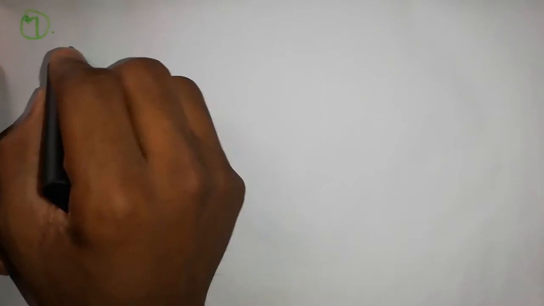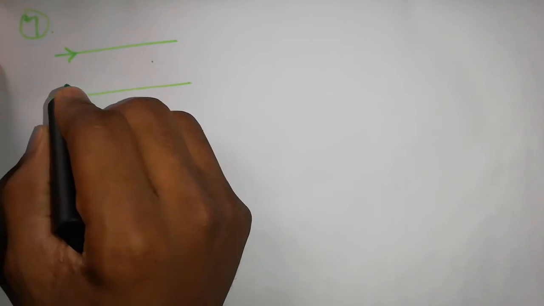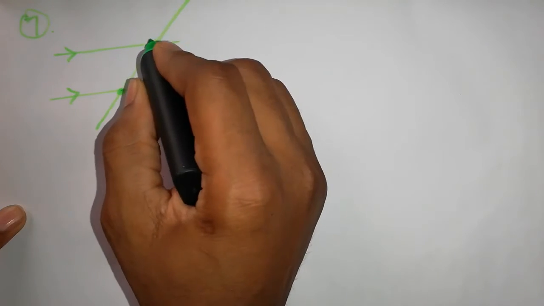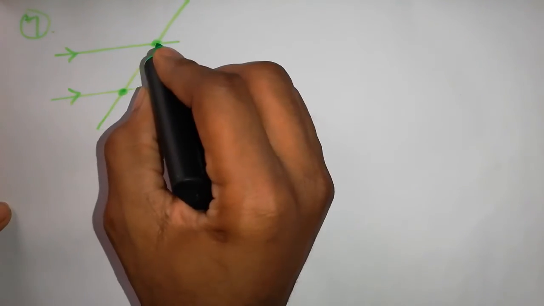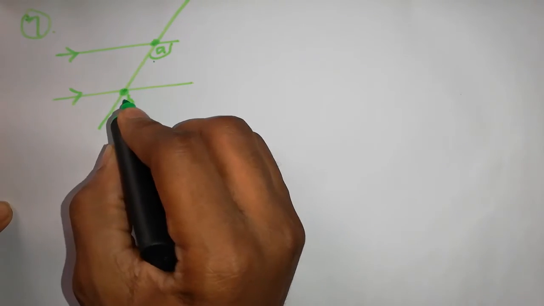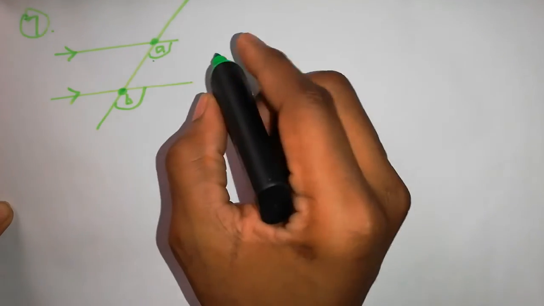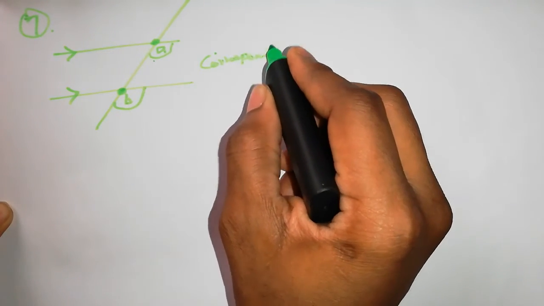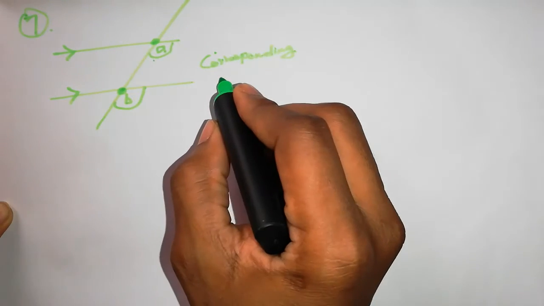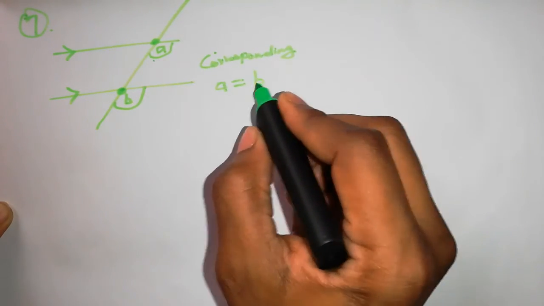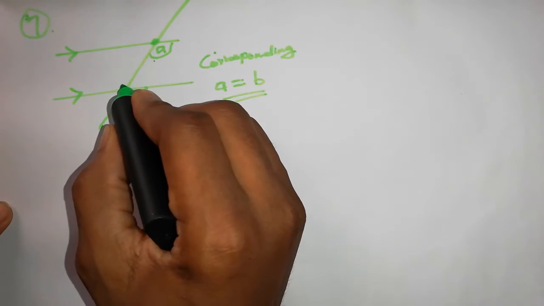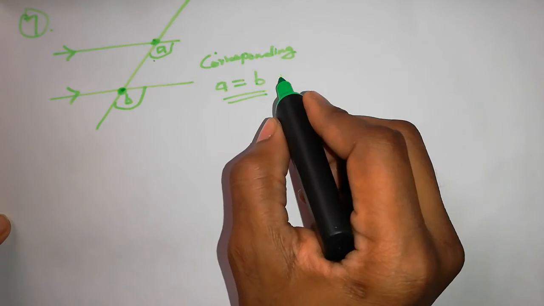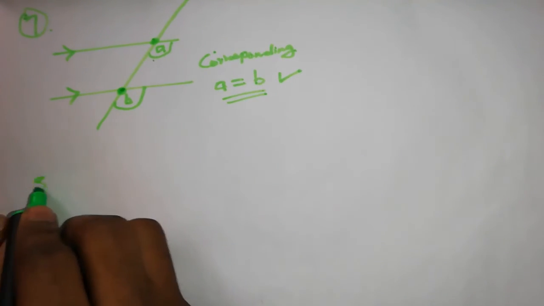Rule number 7, two parallel lines crossed by another. These two points are the same. So if you have an angle A here and an angle B here, these two angles are said to be corresponding angles. And the reason is because angle A is equal to angle B. Look at the similarity. At the dot, the underside is angle A and angle B.